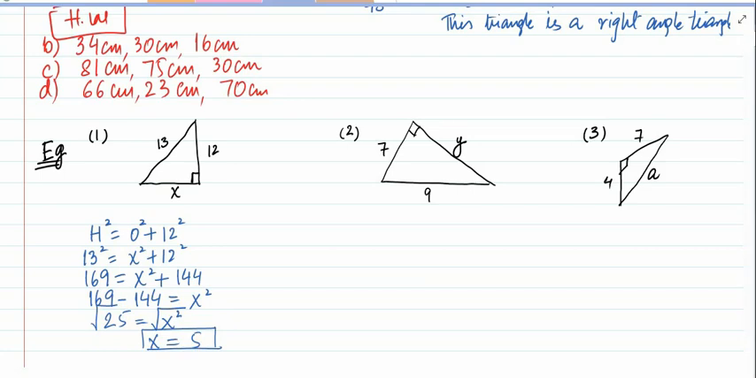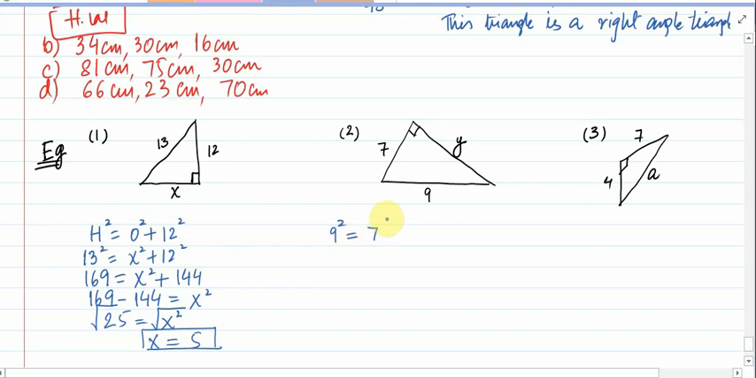Next part, again a right angle triangle, Pythagoras theorem for y. First need to apply the working formula. So 9 square hypotenuse is equals to 7 square plus y square. So 9 square is 81, 7 square 49 plus y square. So 81 minus 49, it will be 32. So 32 is equals to y square, root on both sides, it will be 5.65.